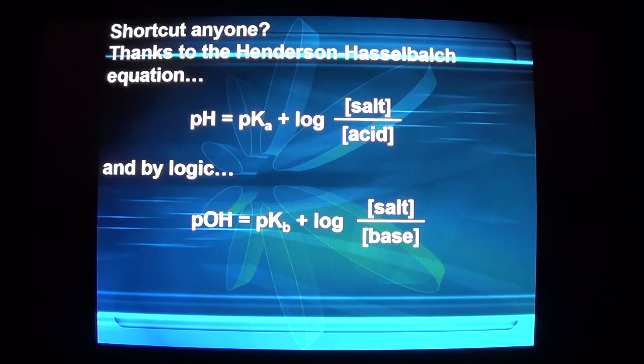Welcome back to our AP Chemistry notes over buffers. It's the section of Chapter 11 that we are now discussing.